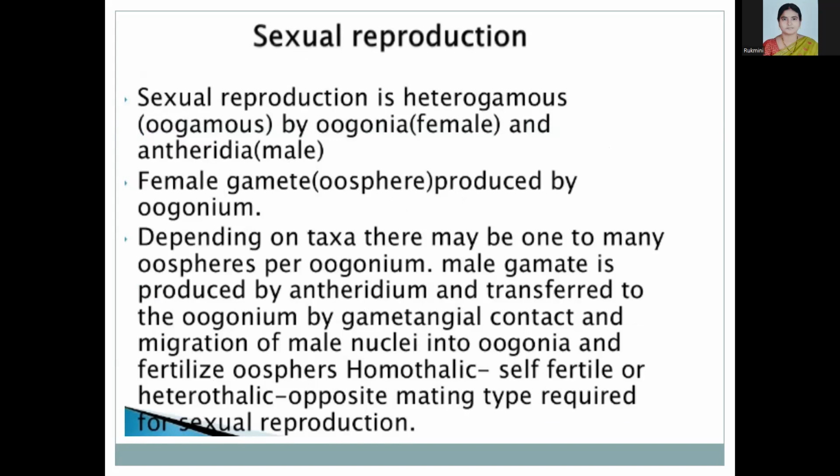Male gamete is produced by antheridia. Female gamete is produced by oogonium. This is also called as oosphere. Depending on the taxa, there may be one to many oospheres for oogonium.